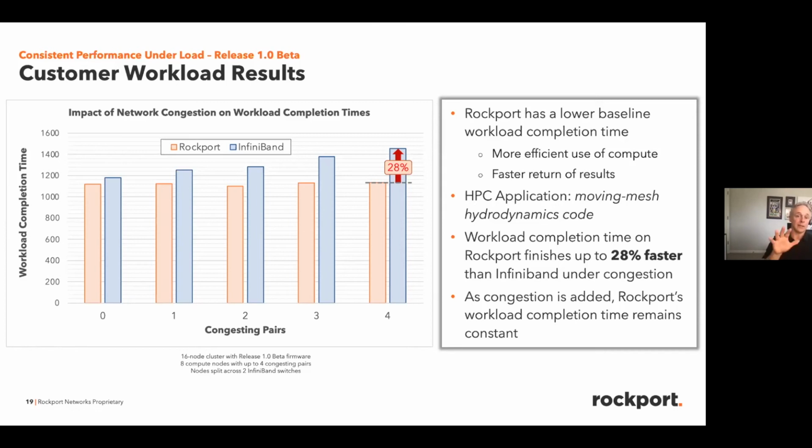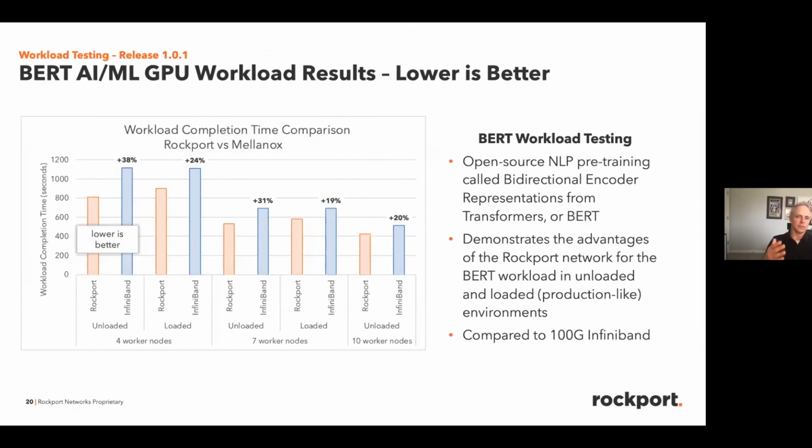And this is something that, again, we are starting to see repeat itself in a number of different places. Another example of this is that we ran this on a GPU cluster running Google's open source trainer called BERT, or bidirectional encoder representations from transformers. The BERT test is an open source Google natural language processing test.